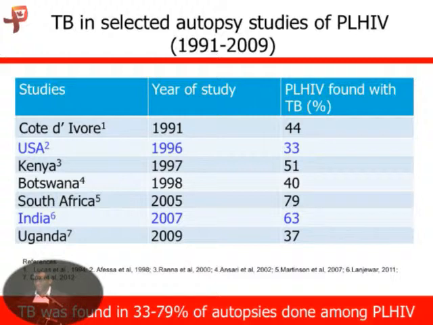This is a slide that summarizes very selective autopsy studies that were done between 1991 and 2009, just in the pre-ART era. And as you can see from this slide, regardless of whether it's in sub-Saharan Africa, Asia, or Northern America, autopsy studies done among people living with HIV have shown a high rate of presence of TB in cadavers, ranging between 33 to almost 80%.